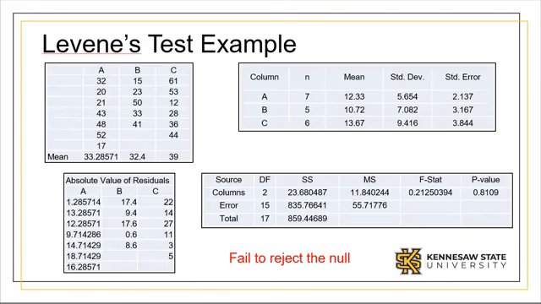Let's look at the data from the previous example. Again, assume alpha is 0.05. We calculate the means for each column. In the bottom left table, we use each mean to find the corresponding absolute value of the residual for each data point. The ANOVA analysis is shown in the bottom right. The p-value is greater than 0.05. Therefore, we fail to reject the null. The variances are the same.